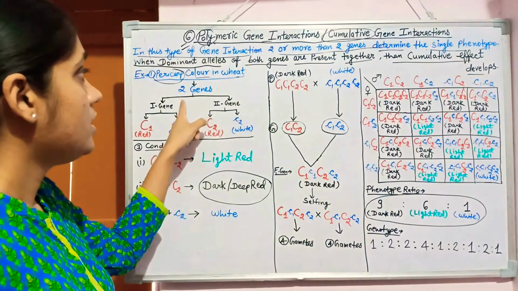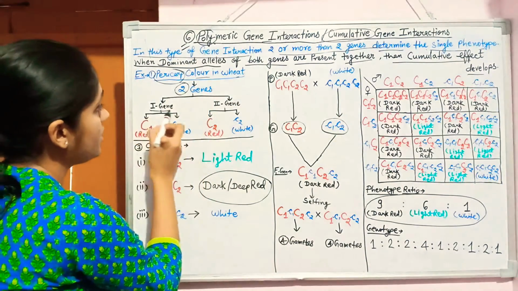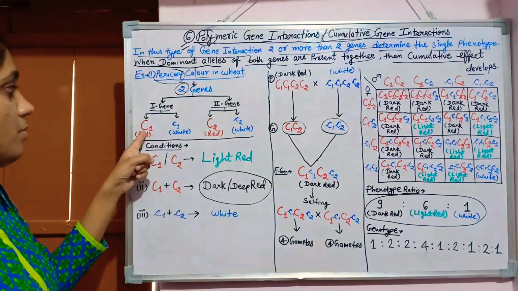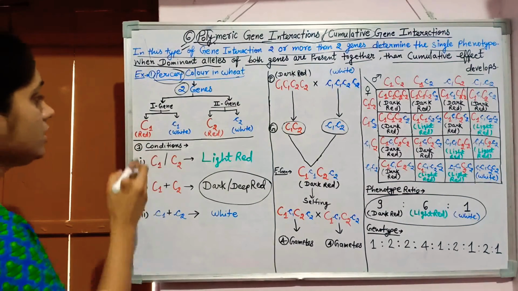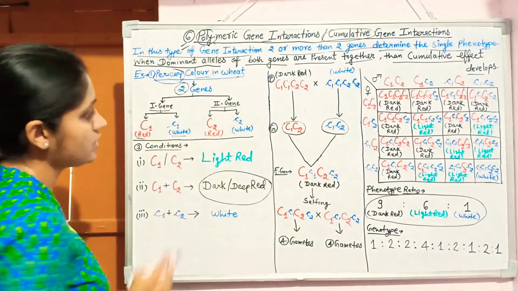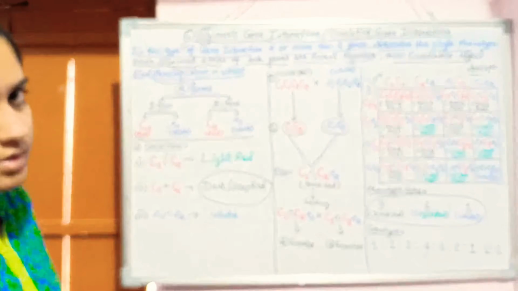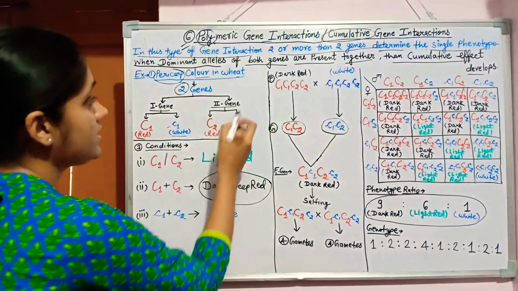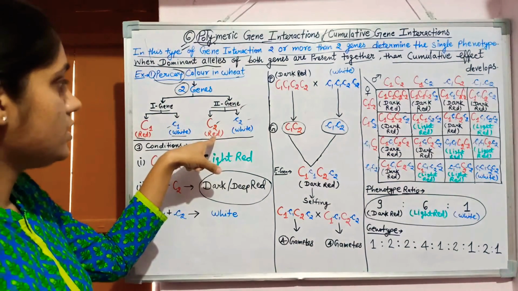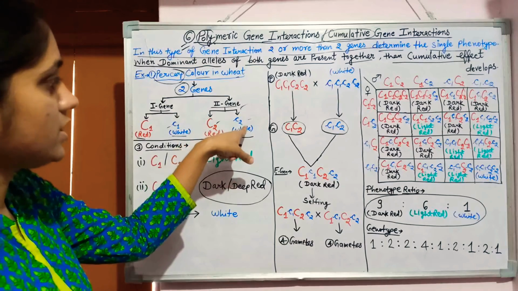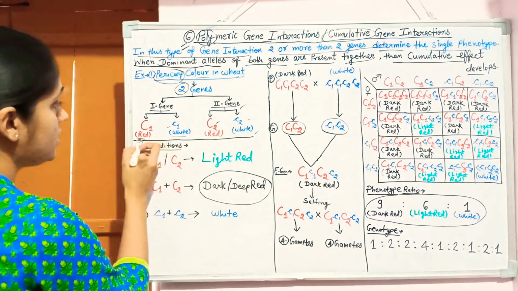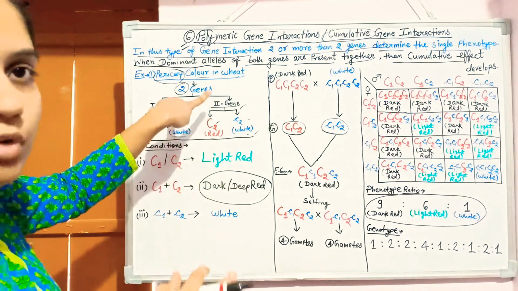This character is determined by two genes, the first gene and the second gene. The first gene has two alleles: C1, which is dominant and responsible for red color, and small c1, which is recessive and responsible for the white color of the pericarp. The second gene also has two alleles: the dominant C2, which is responsible for red color, and small c2, the recessive allele, which is responsible for the white color of the pericarp. So you can see two genes are involved in this red and white color.